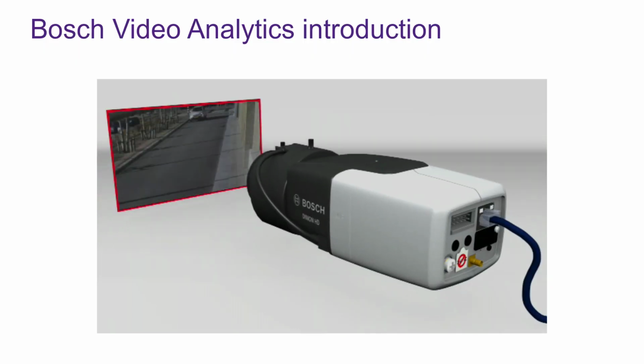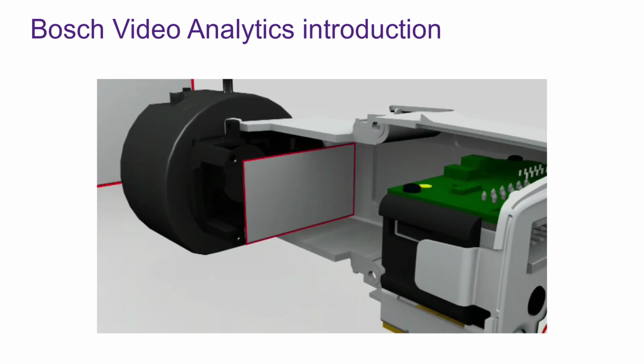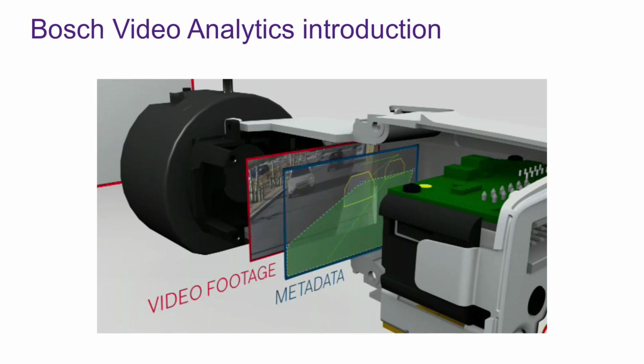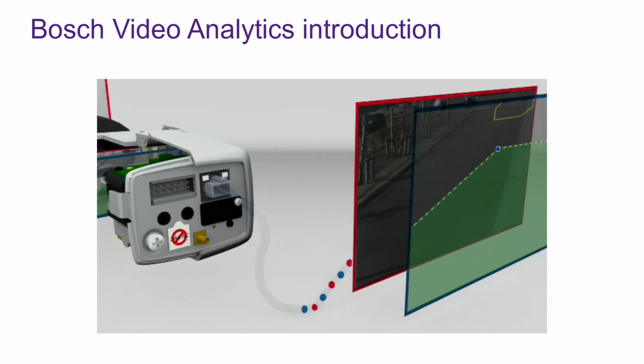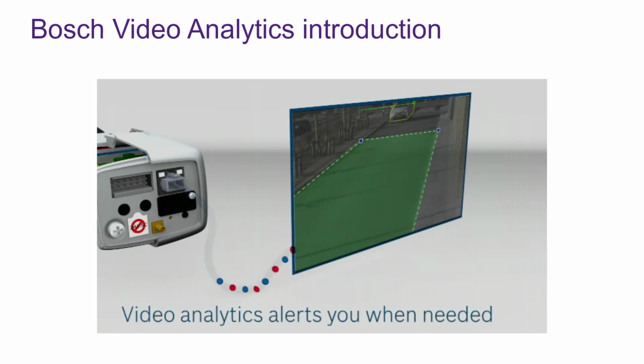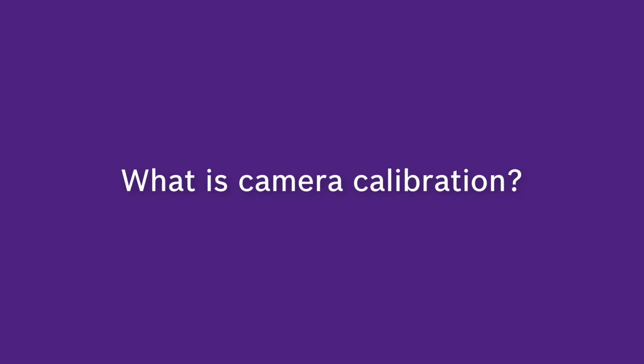Bosch Video Analytics is an advanced algorithm that runs on all intelligent video analytics and essential video analytics capable devices. It processes the video at the edge inside the camera in real time and identifies alert conditions. The first topic that we are going to talk about is camera calibration.